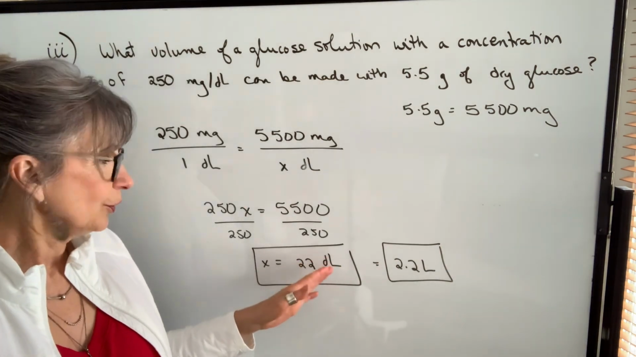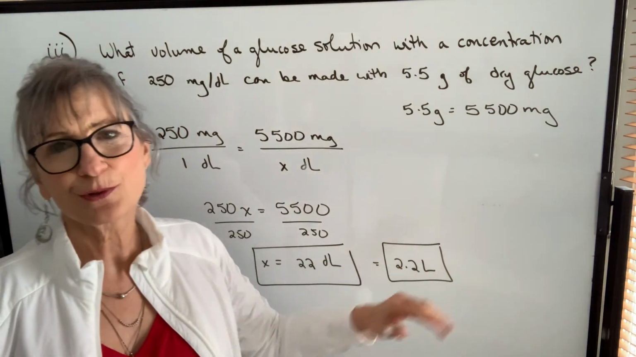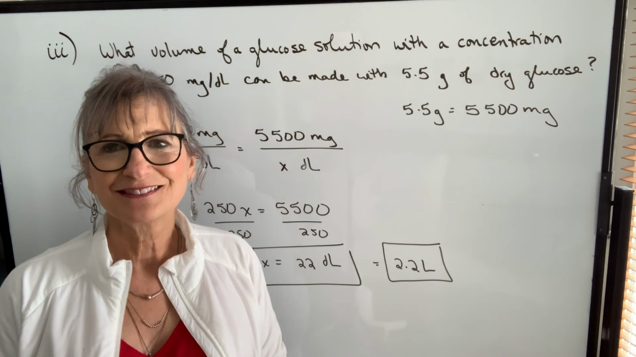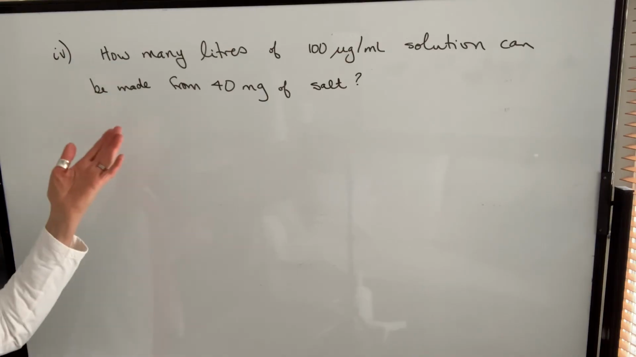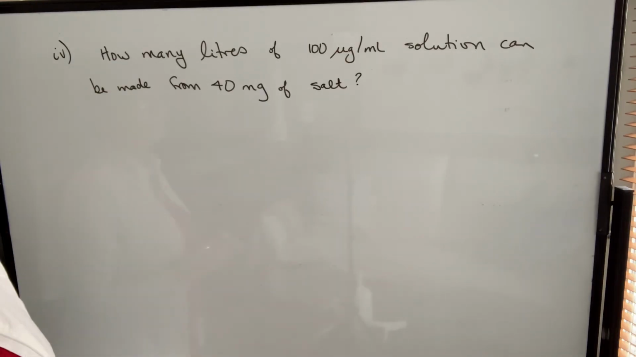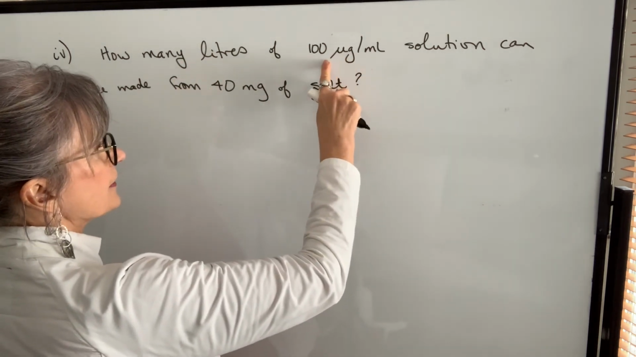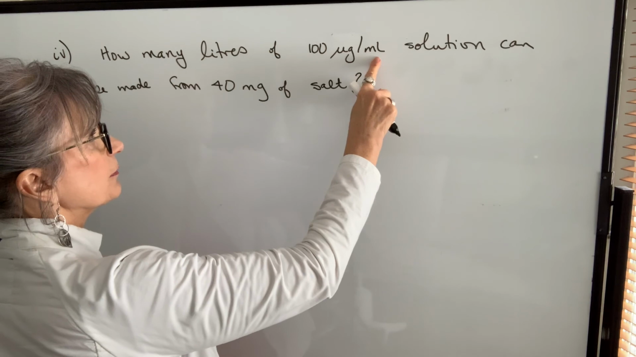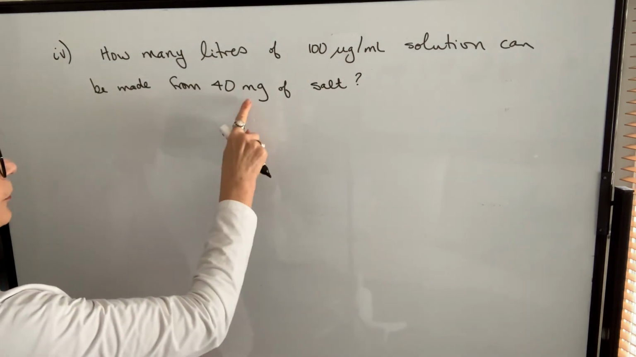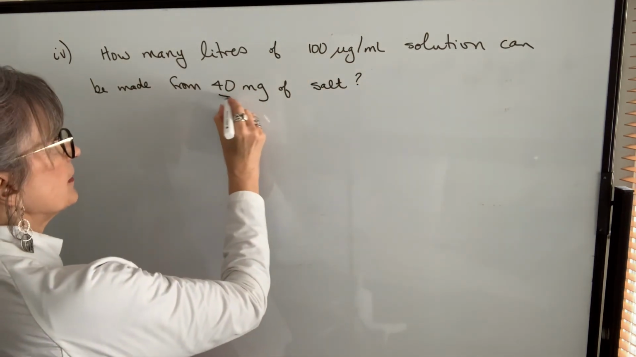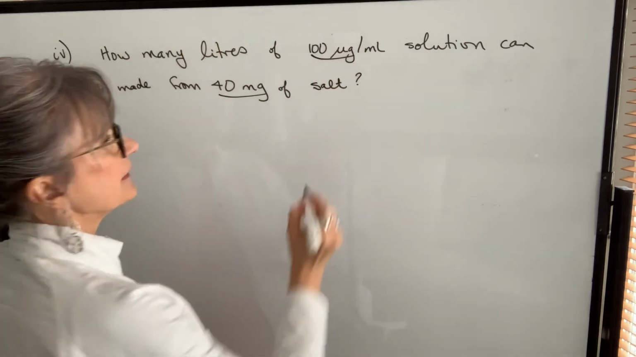So again, know how to change from one metric unit to another metric unit. Let's try some more. Another example, much the same as what we've been doing. How many liters of a solution that has a concentration of 100 micrograms per milliliter can be made from 40 milligrams of salt? So this is milligrams, this is in micrograms.